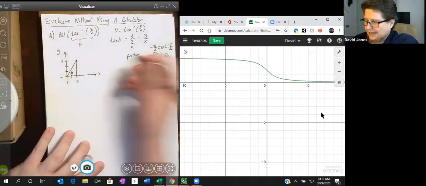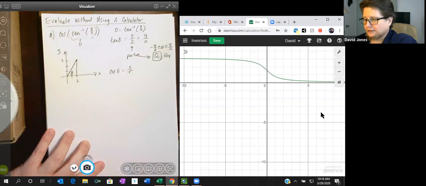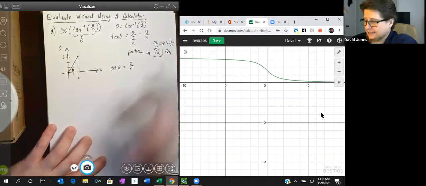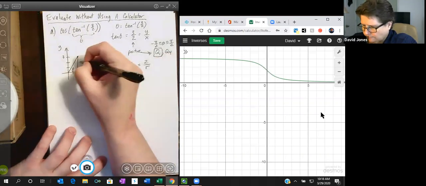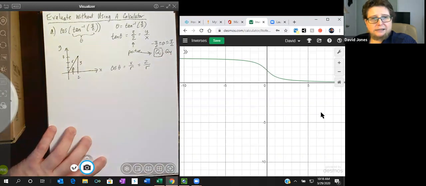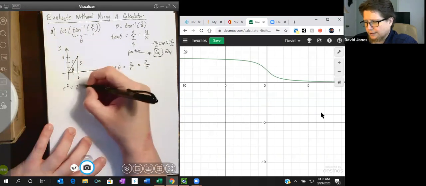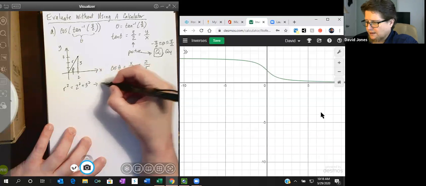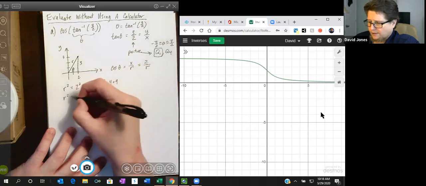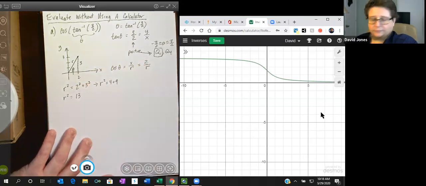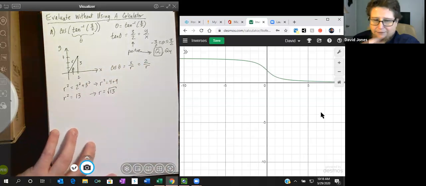That's theta, and I need to find cosine of theta. Cosine of theta is x over r. I've got x. That's 2. I don't have r yet, but that's r. And I can use the Pythagorean formula. R squared equals 2 squared plus 3 squared. R squared equals 4 plus 9. R squared equals 13. R equals the square root of 13. R is always positive. We don't need to worry about the negative root.